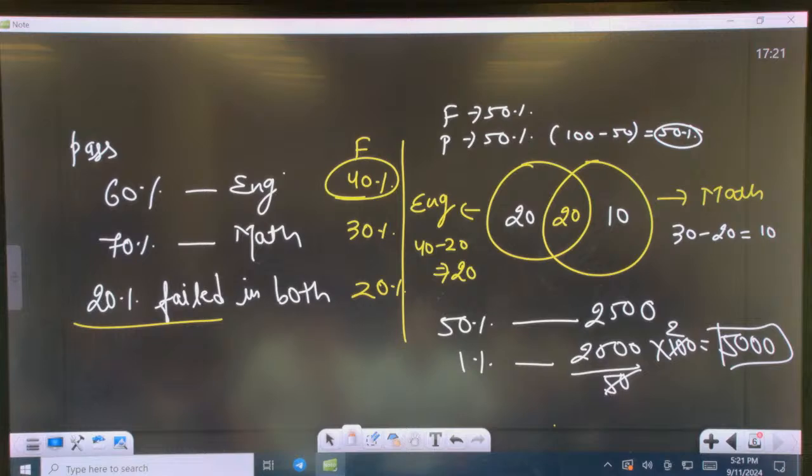It is given in the question. See, if 2500 candidates passed in both the subjects, so 50% students are passed. No, sorry, 50% students are failed. So out of that 100%, 100 minus 50%, 50% is remaining students who were passed. So we have to find out that pass percent. Anyone?